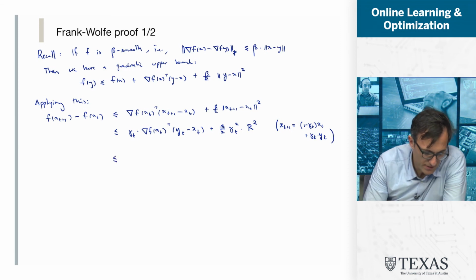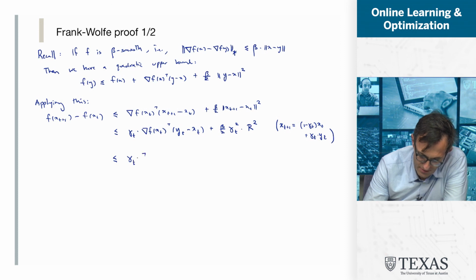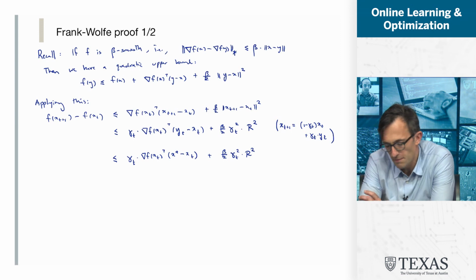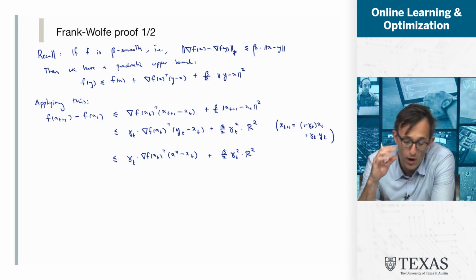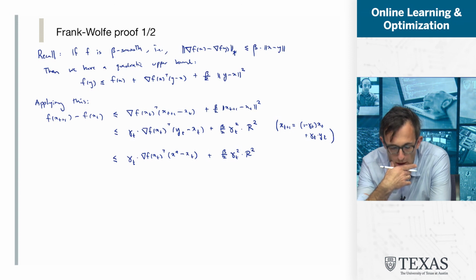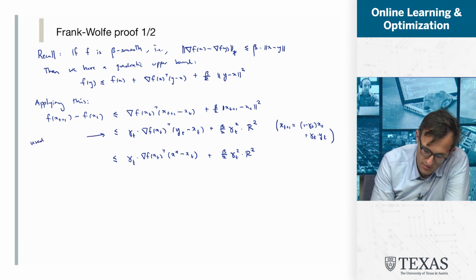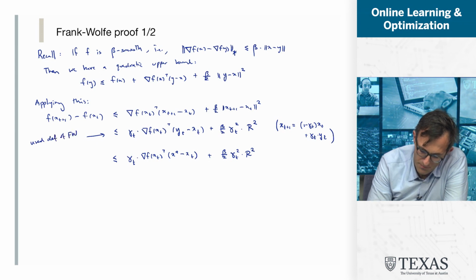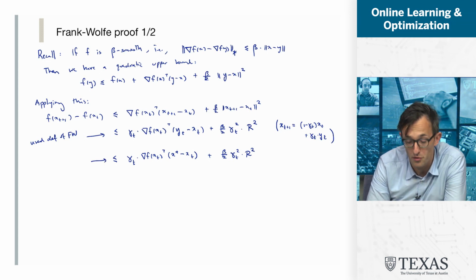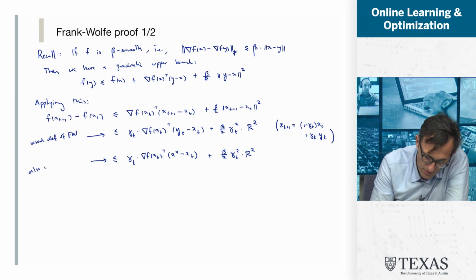Okay, now how about this next inequality? This is less than or equal to gamma t times the gradient of f of x t transpose x star minus x t, plus beta over 2 gamma t squared times r squared. This takes a little thought as well. Where did I get this inequality? The only difference between these last two lines is that y t has turned into an x star. So how has that happened? For this step, as we mentioned, we used the definition of the Frank Wolfe algorithm, but the other part of it.